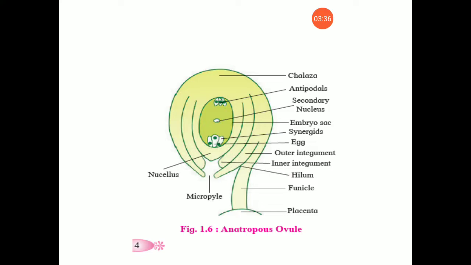Nucellus is surrounded usually by protective covering called integuments. There are two integuments, outer and inner, and therefore ovule is called bitegmic. A narrow opening at the apex of the ovule is called micropyle. Chalaza is the base of ovule directly opposite to micropyle.